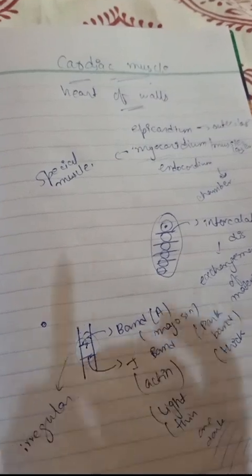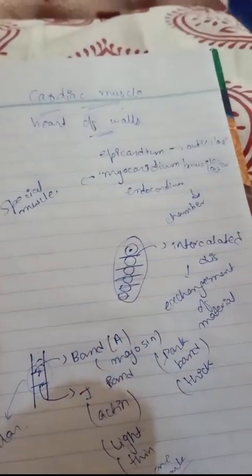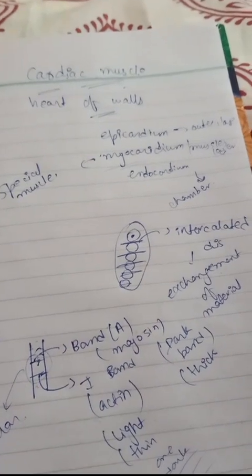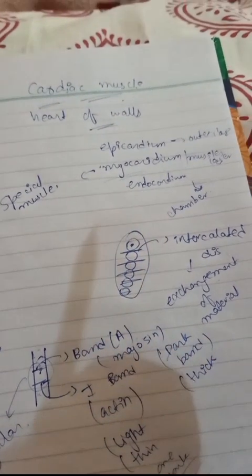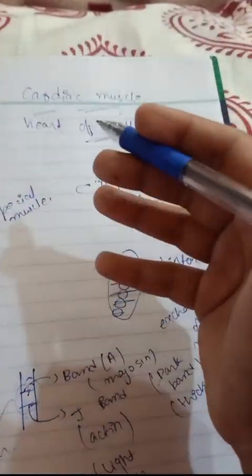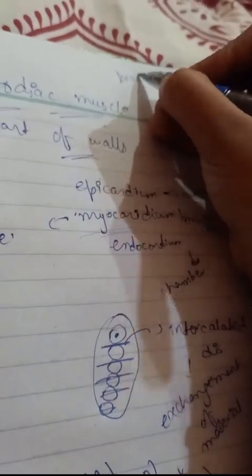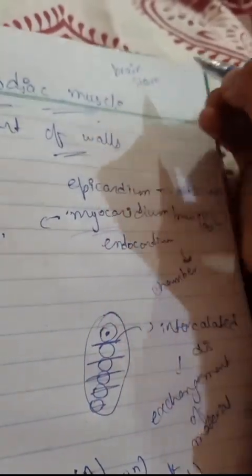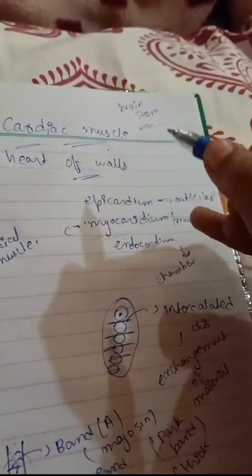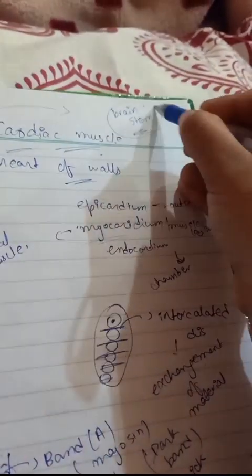This muscle works involuntarily. As you all know, let me tell you one thing: involuntary movement of the muscles, which is not in our control, is controlled by the brain stem. So this was about the cardiac muscles.